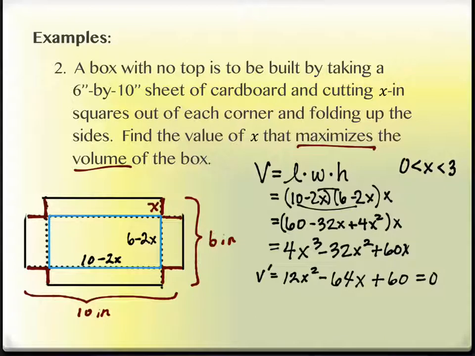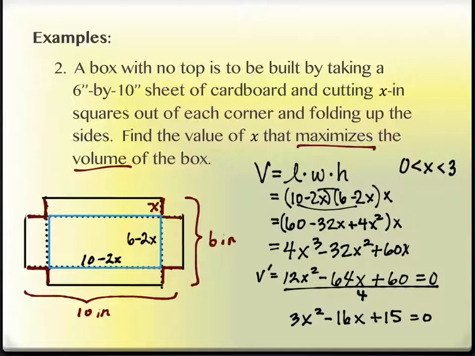If you'll notice, all of these pieces are even, so they can all at least be divided by 2. I think they can be divided by something bigger than 2. It looks like maybe they can be divided by 4. Does that seem reasonable? If I divide everything by 4, both sides, I would get 3x squared minus 16x plus 15 equals 0. Okay, that looks good.